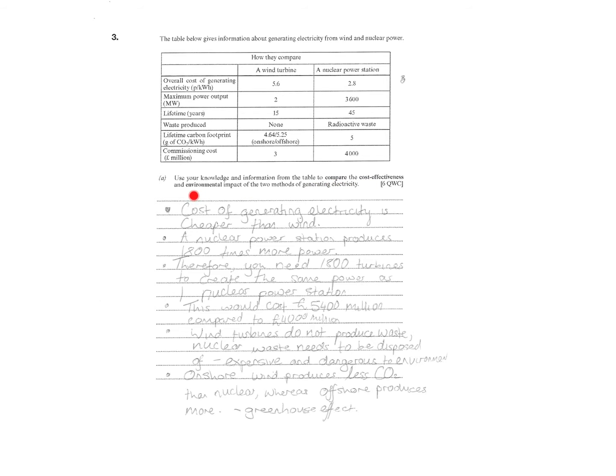Compare the cost-effectiveness and environmental impacts of the 2 methods of generating electricity. The cost of generating electricity is cheaper than wind. So just work your way down. So that should say the cost of using a nuclear power station is cheaper than wind. So the cost there is 2.8, whereas that's 5.6. So work your way down. So I've ticked that, I've used that information.